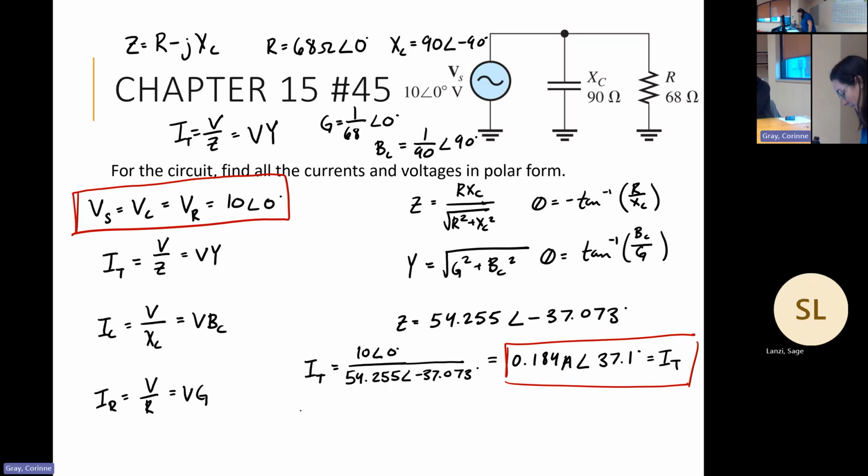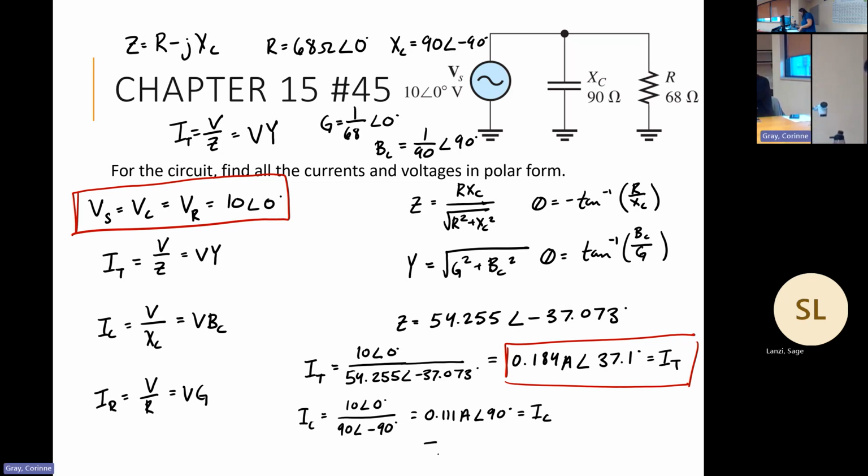All right, so to find IC, I'm going to have 10 over 0 degrees. I'm going to use the XC equation that we came up with above, so 90 with an angle of negative 90 degrees. So this should get us 0.111 repeating amps at 90 degrees.